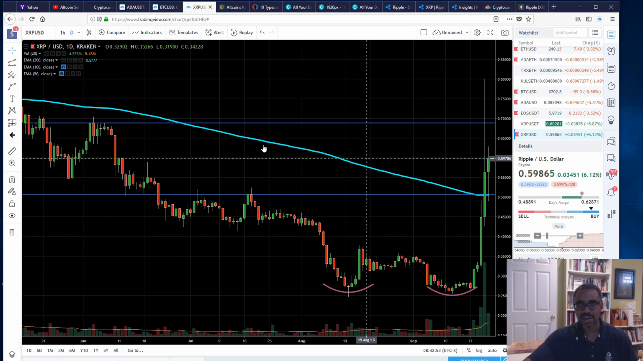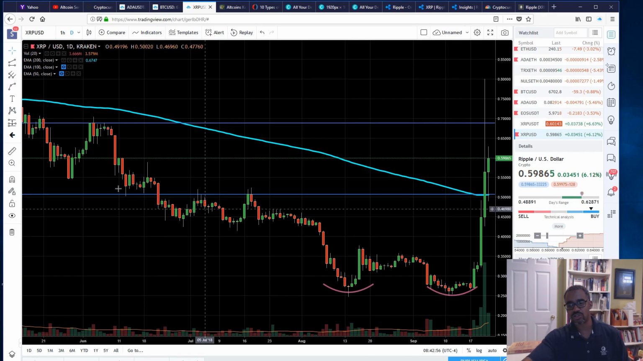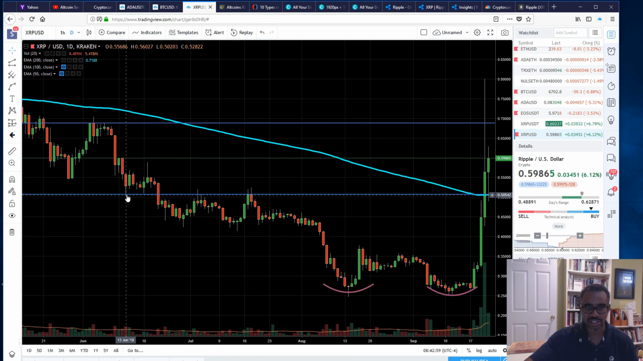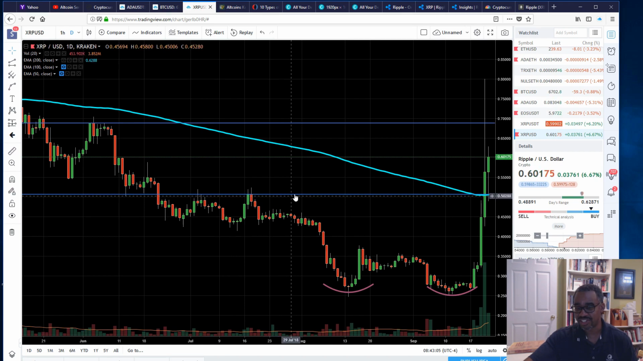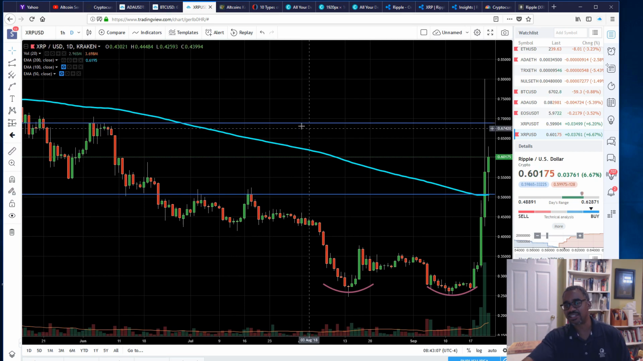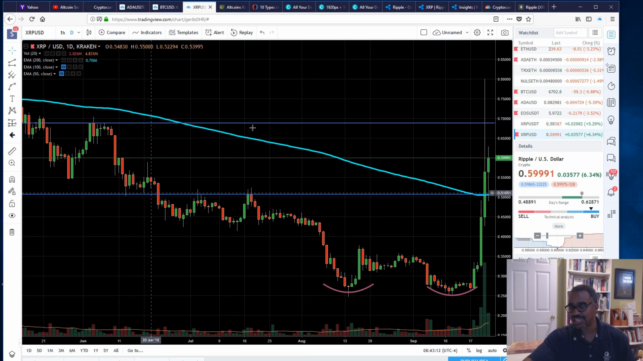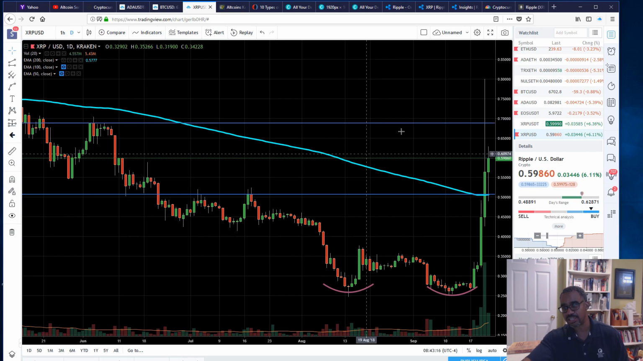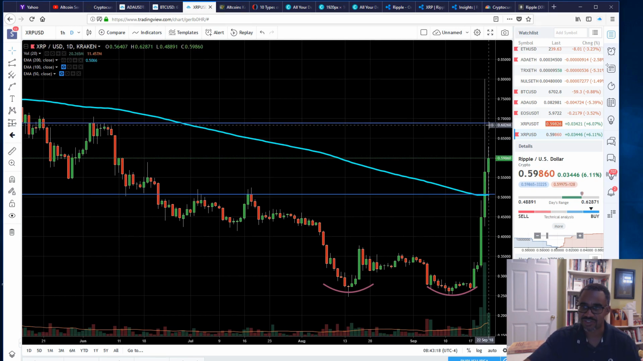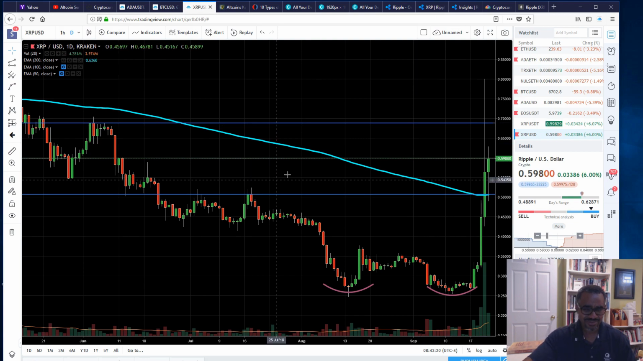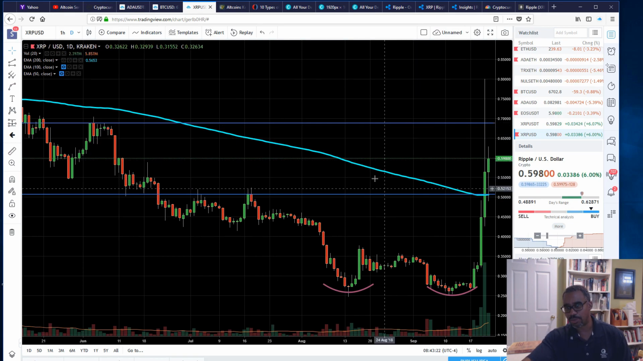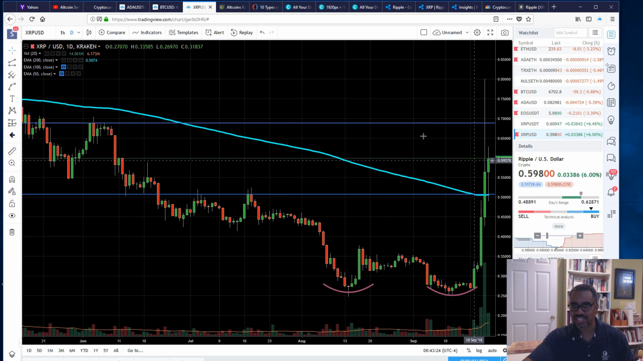So as you see, the two lines I have, I want to draw your attention to these two level lines. This is what was resistance has now become support. Okay, so this is the floor, and this is the next resistance. Now you saw I tried to get past this and it did, but it fell back. So this is going to be the next ceiling, if you will, that is going to be the next price target. So we're looking at just under 70 cents, probably 68 cents. And right now, Ripple is in the process of trying to consolidate a little bit.